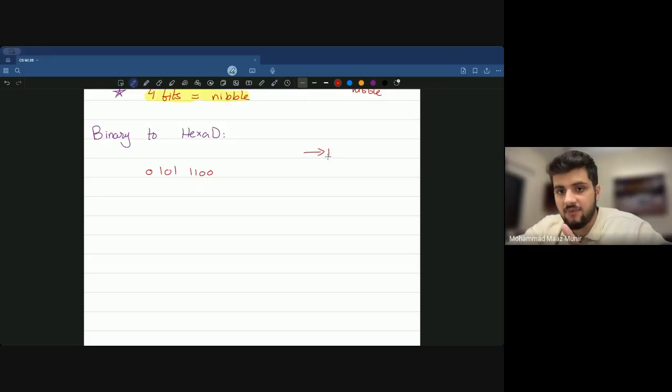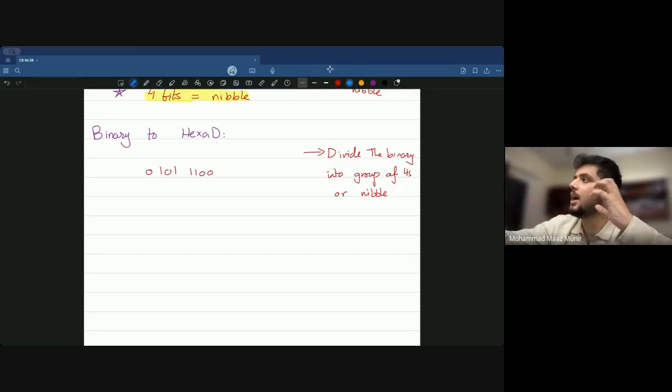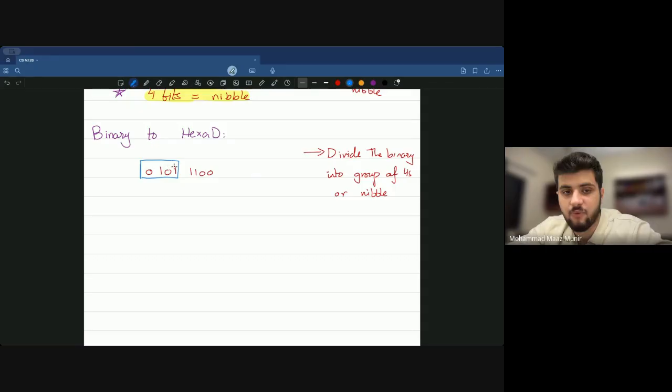Firstly, divide the binary into groups of fours, or we can also call it a nibble. क्या मतलब इसका? This basically means that no matter how many bits of binary we have, we just need to convert them into groups of fours, or into nibbles. So I can make this one nibble, because it has 4 bits, and then I can make another nibble like this. So now I have two separate groups.